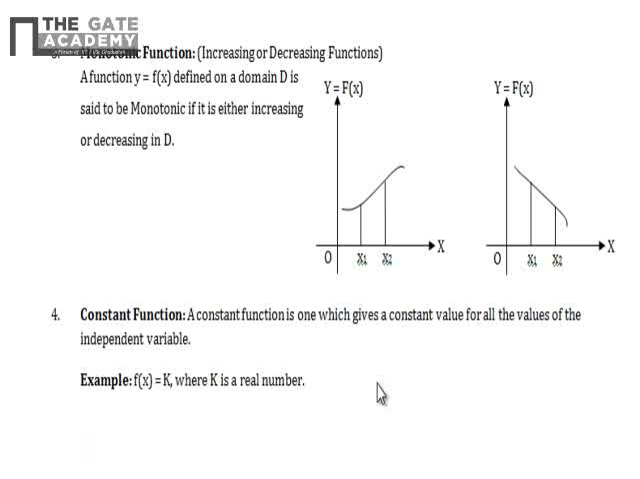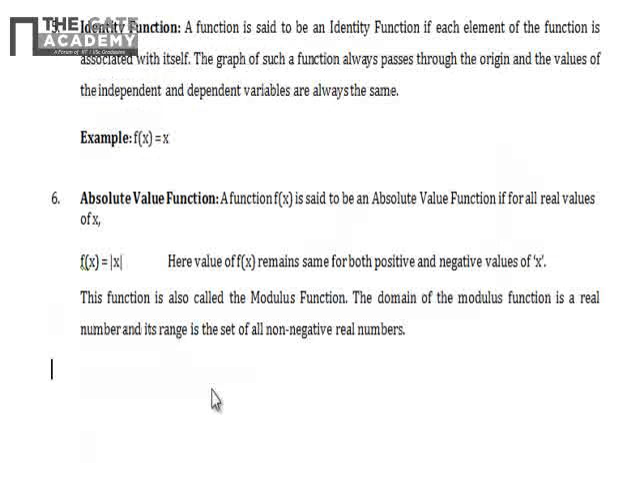Now the next example: monotonic function. In monotonic functions there may be an increasing monotonic function and a decreasing monotonic function. When a function is steadily increasing between two values of x, it is called increasing monotonic, and vice versa, decreasing monotonic function. Okay, constant function: that means independent of x, there is no x in the function, so for every x value there will be the same value. Those functions are called constant functions.